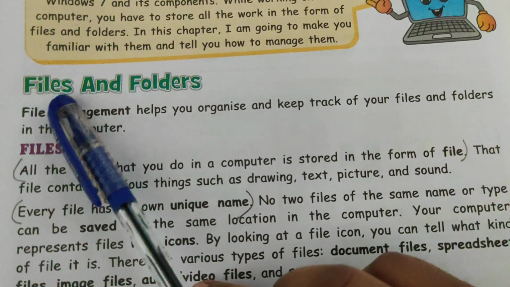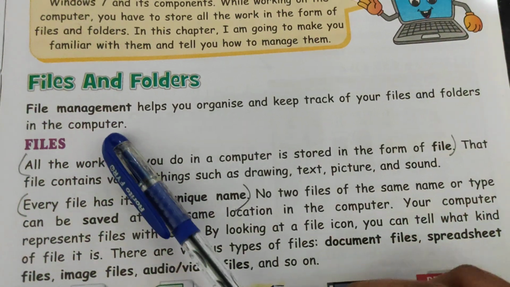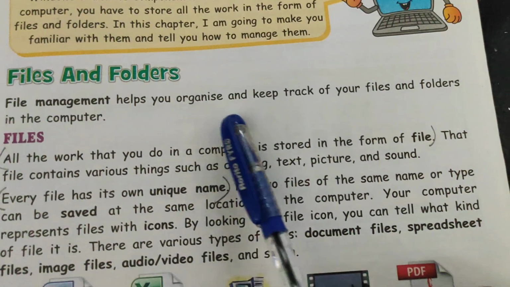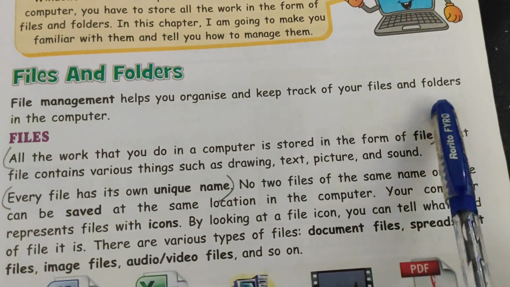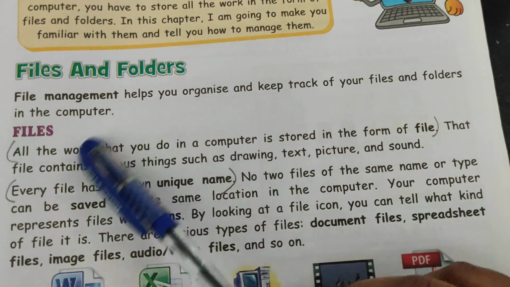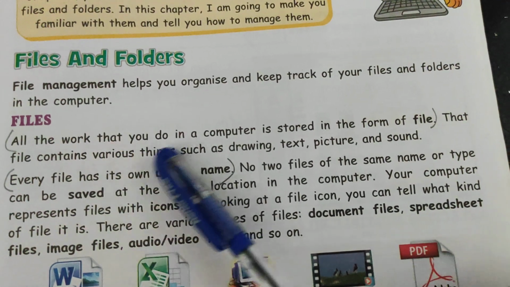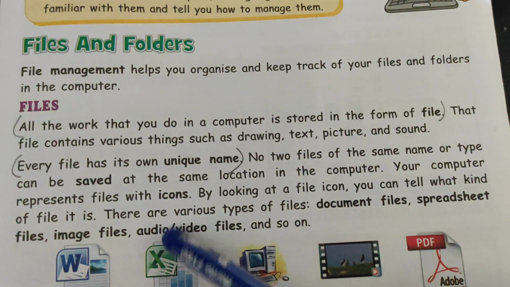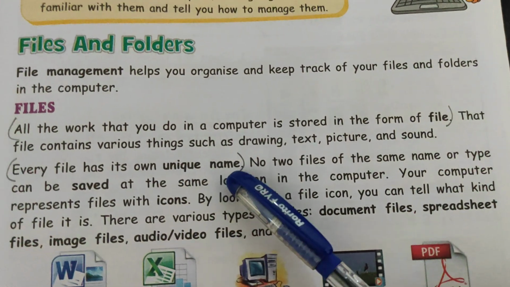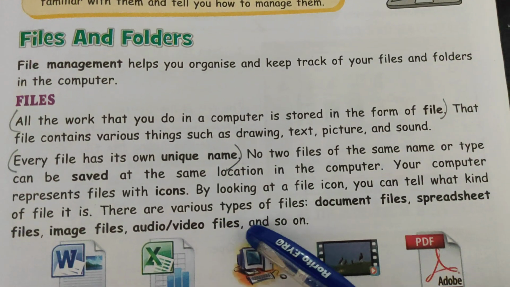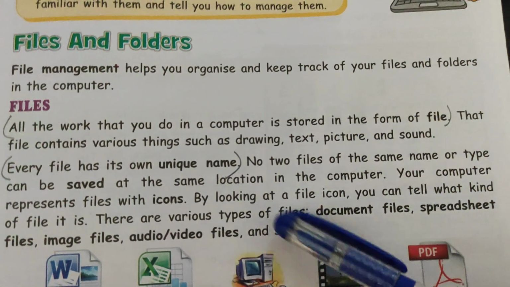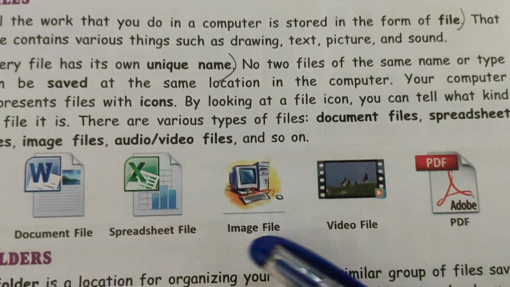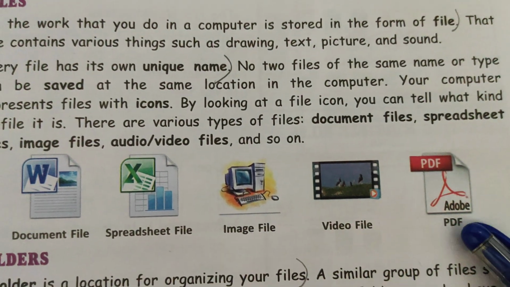The term is management. What do you mean by management? Management means keeping things in organized form. So file management helps us to organize and keep track of our files and folders in the computer. Now the term file. All the work that you do in the computer is stored in the form of files, and each file has its unique name. After that, there are various types of files: document files, like this one is a document file, spreadsheet file, image file, video file and PDF.